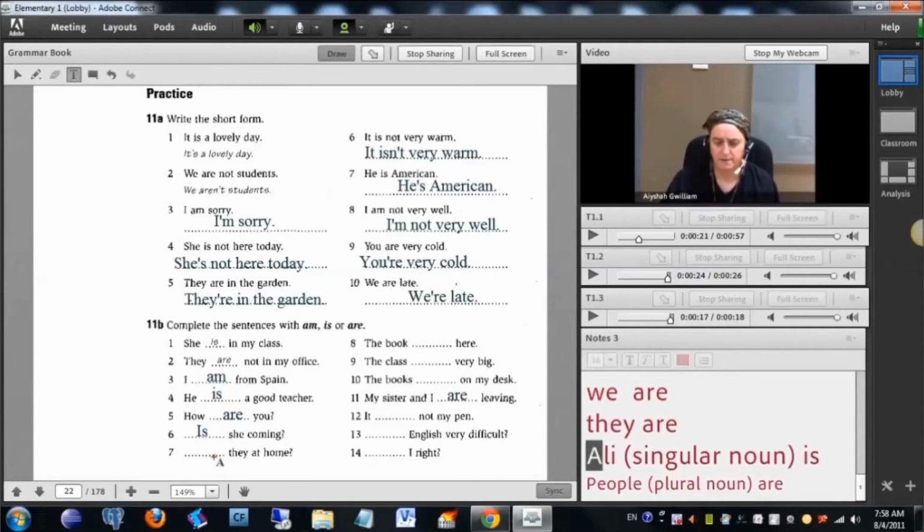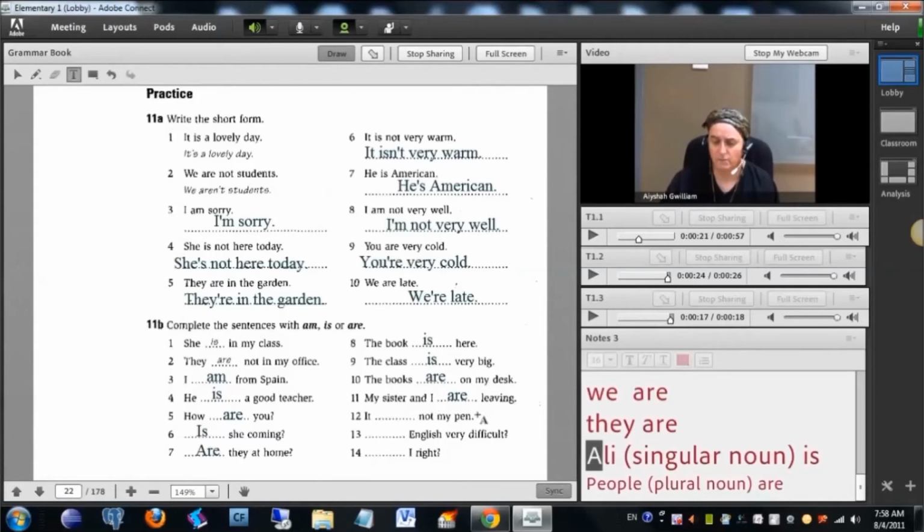Next one. Are they at home? Okay. Number 8. The book is here. Number 9. The class is very big. And number 10. The books are on my desk. And remember number 11. My sister and I are leaving.